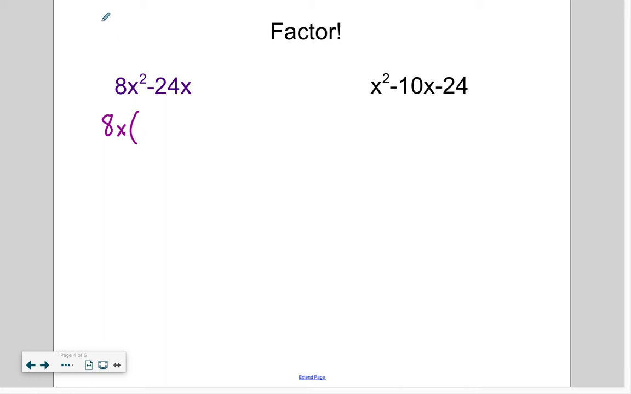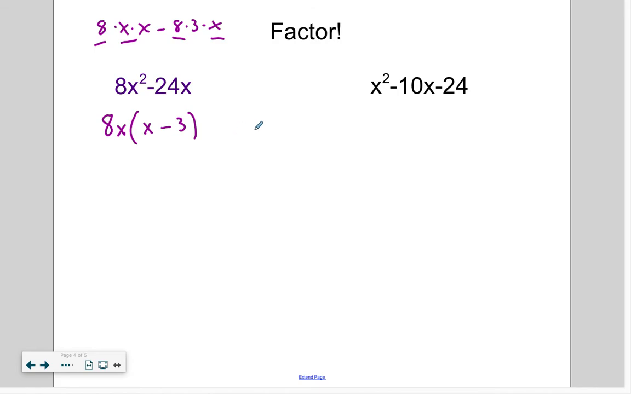Remember the technique that I gave you? You could do like 8 times x minus 8 times 3 times x. What do they share? They share an 8. They share an x. What's left over? X minus 3. Great. Factored. Okay. Notice how there's no zero product property here. We don't have an equation.